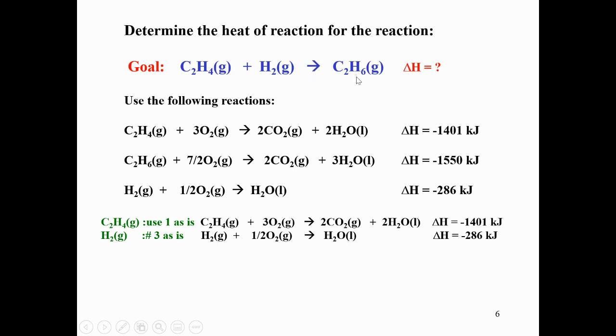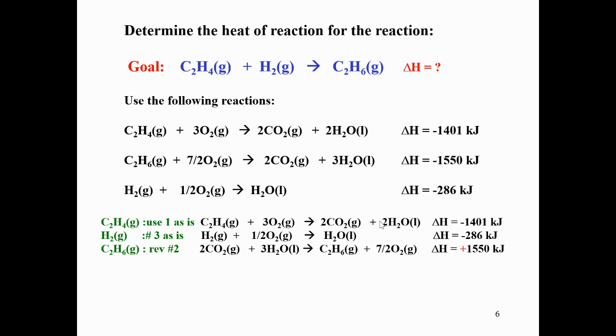Last one is C2H6. Where do I see C2H6? Oh, the second one. Which side is it on? It's on the wrong side. So what do I have to do? That's right. I have to flip it. If I flip this, then I need to change my sign. So now if I change the sign, I now have a positive 1,550. And now I have 2 CO2s plus 3 H2Os plus C2H6 plus 7 halves O2.